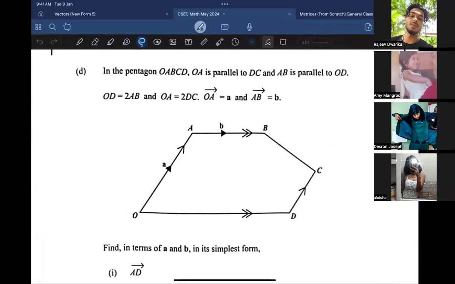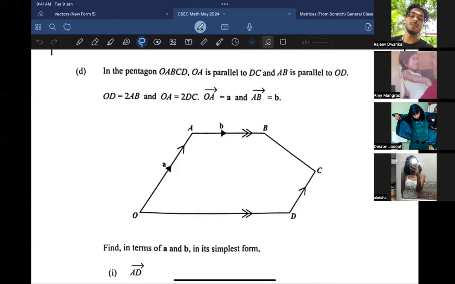All right. In the Pentagon OABCD, OA is parallel to DC, and AB is parallel to OD. OD equals 2AB and OA equals 2DC.